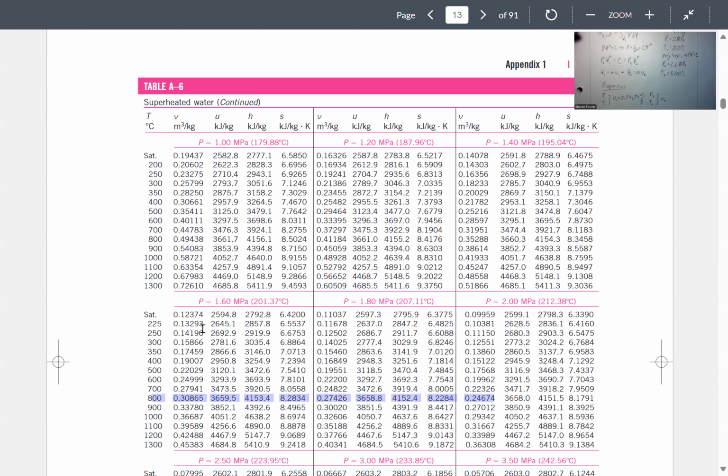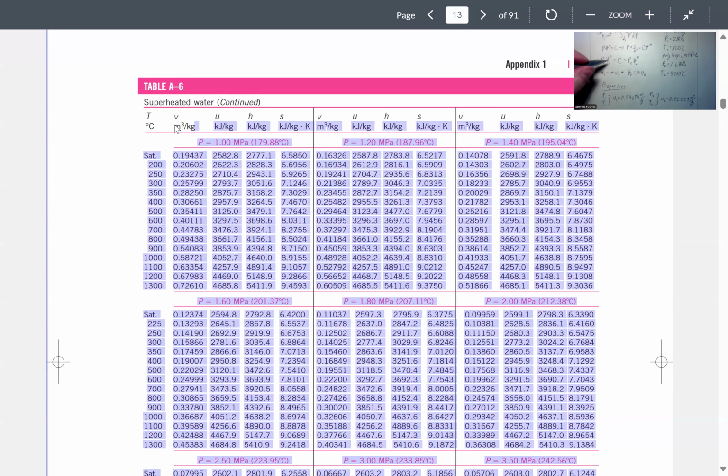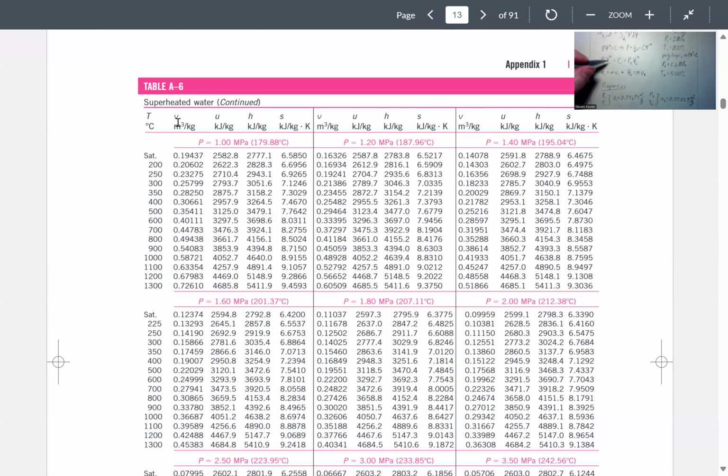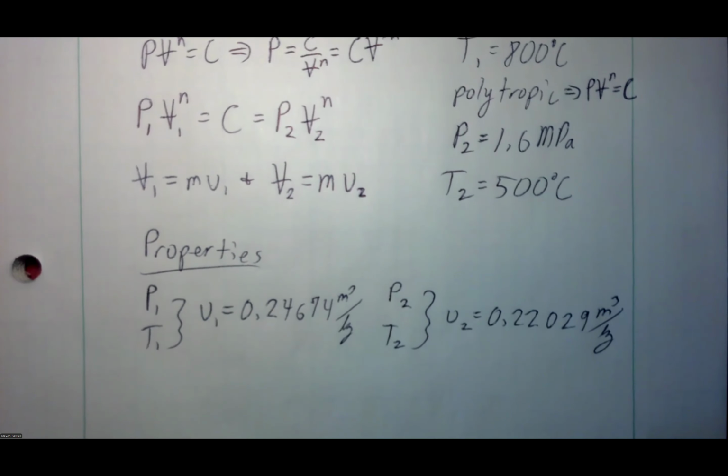State 2, I've got a pressure of 1.6 megapascals. Again, the boiling temperature of water at this point is 201 degrees C. I'm down here at 500, so I'm well into the superheated vapor region at this point. Specific volume at state 2 is going to be 0.22029, and the units there are meters cubed per kilogram up here. Oh, I don't know why it's highlighting the whole thing, but anyway, up here are my units there. Okay. I think that's all I need out of my property tables.